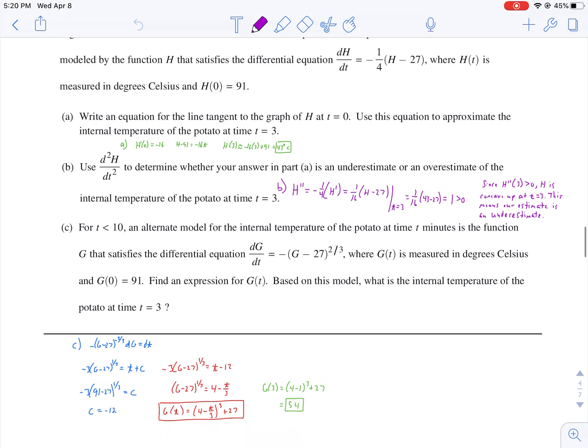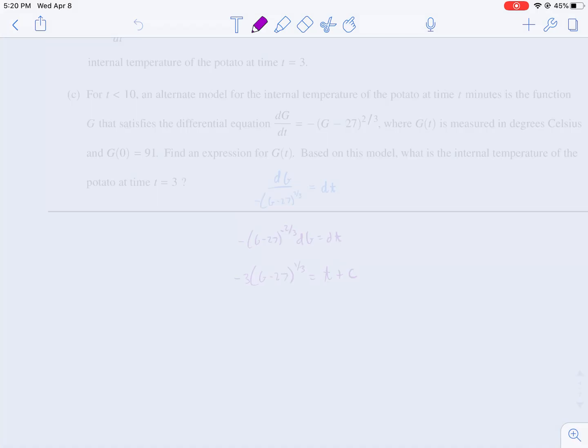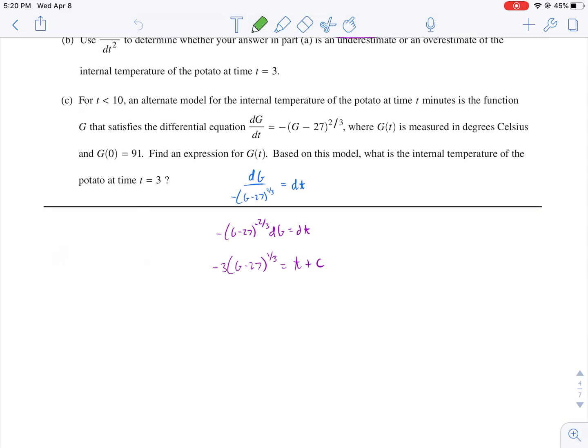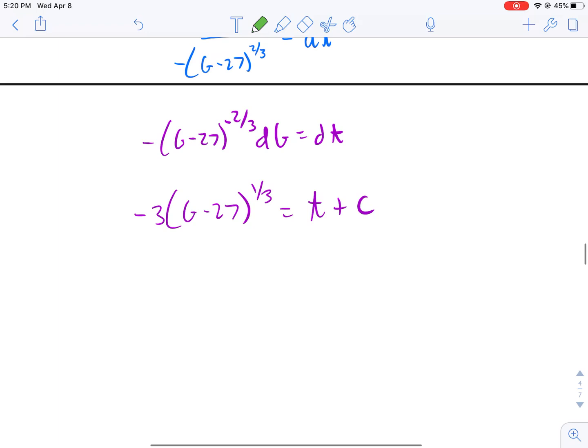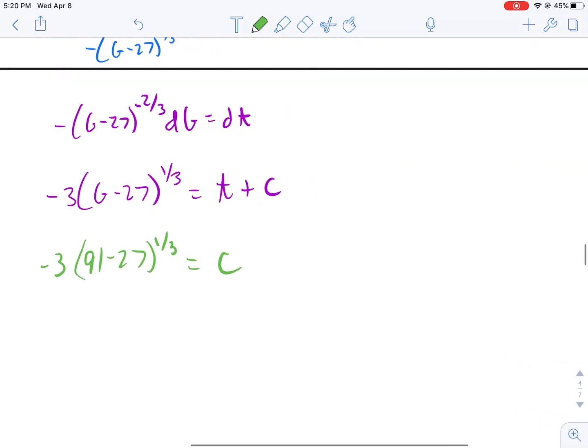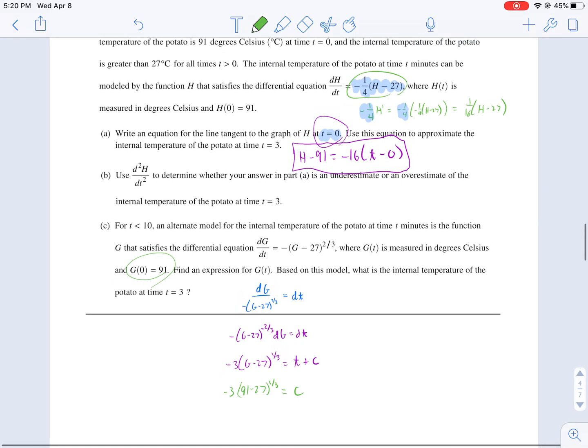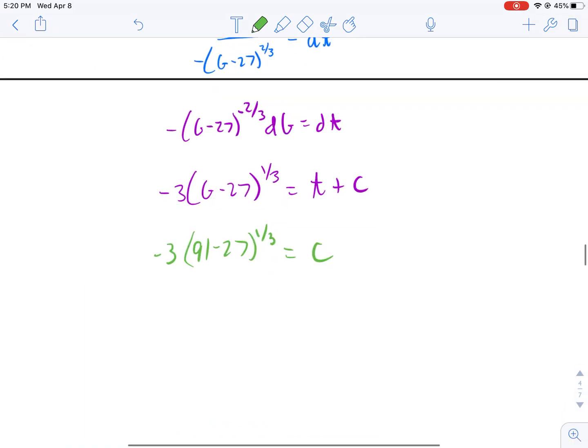I was just checking that real quick. I felt like I made a mistake, but I didn't. And then we have an initial condition of (0, 91). So when g is 91, (91 minus 27) to the 1/3 times negative 3, t is 0, so c is just equal to that. Okay, and then 91 minus 27 is 64, and 64 to the 1/3 is just 4, so we get c equals negative 12.